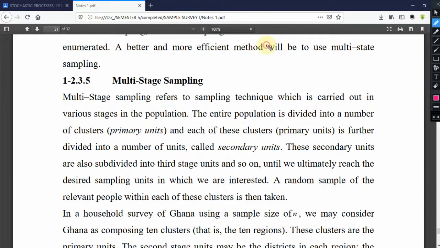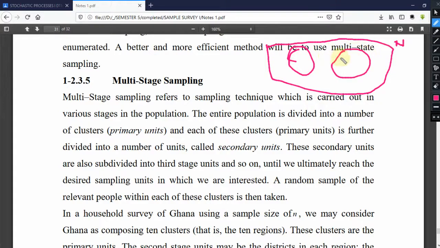I have the whole nation. I try to divide the nation into regions. Then I select some regions. Now I pick this region, and I try to divide this region also into smaller units. That will be like the districts. The same thing I do to this.